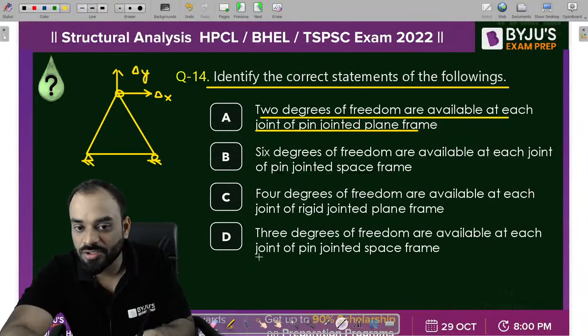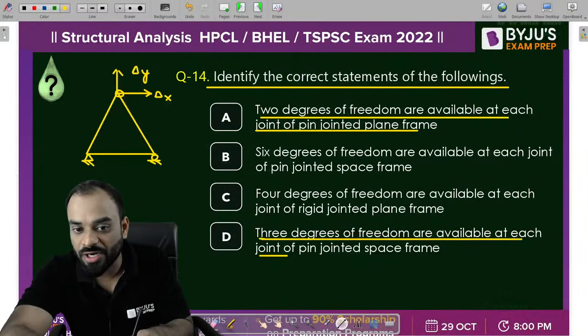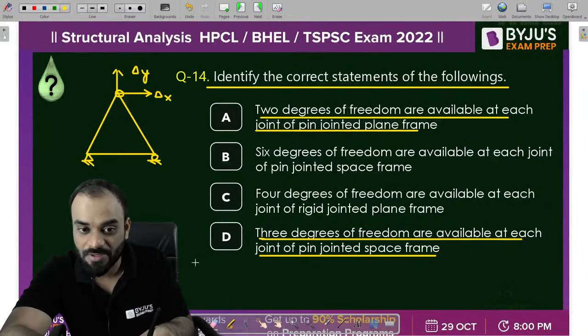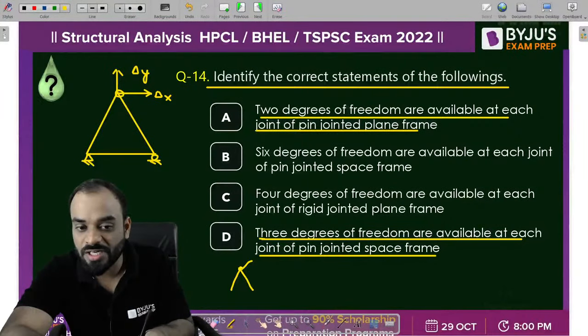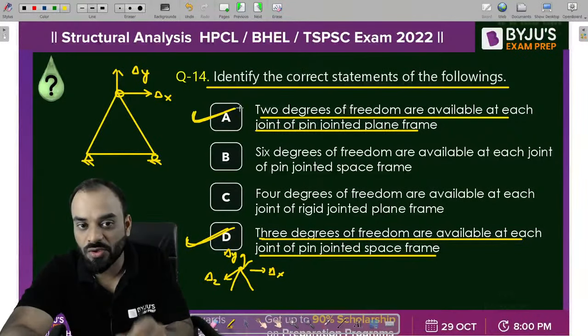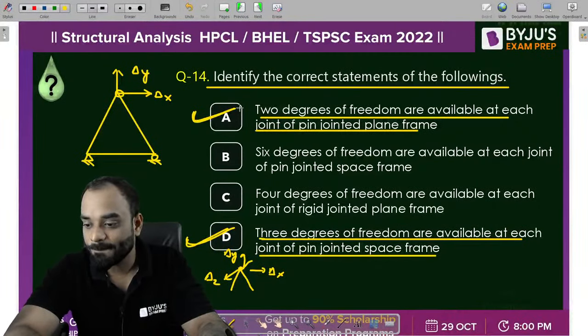Similarly, if you talk about it, 3 degrees of freedom are available at each joint of a pin jointed space frame. Space frame means what? A 3D truss. In a 3D truss, you may have a joint which can move in 3 directions, delta X, delta Y and delta Z. Yes or no? That's why D is correct and A is also correct. D is also correct, A is also correct.